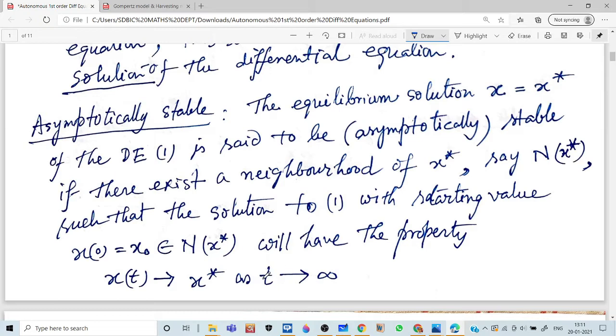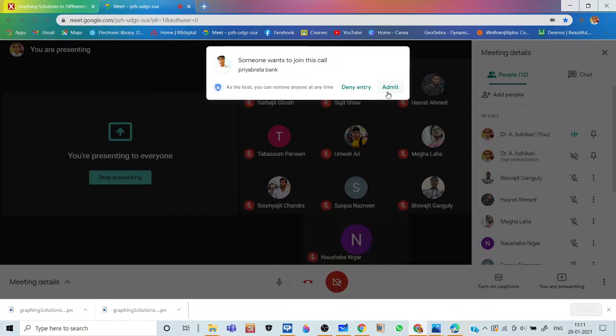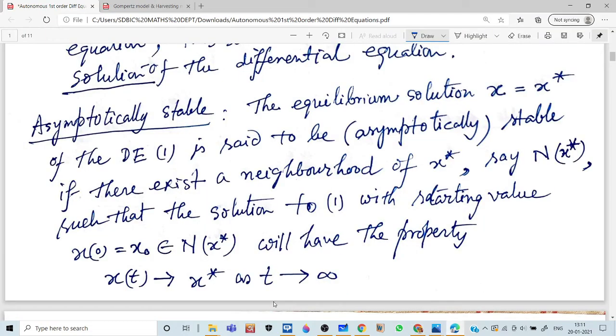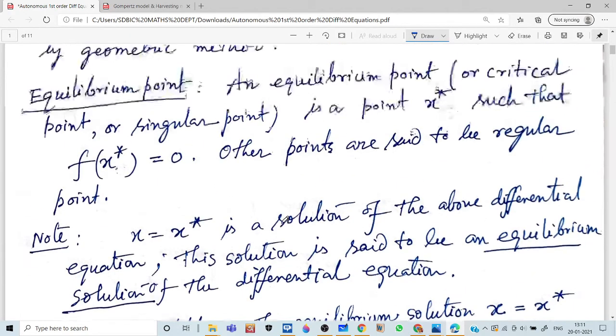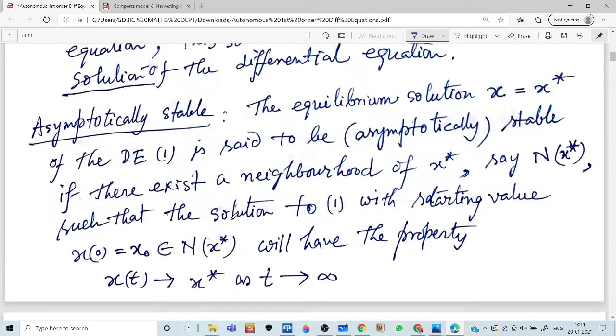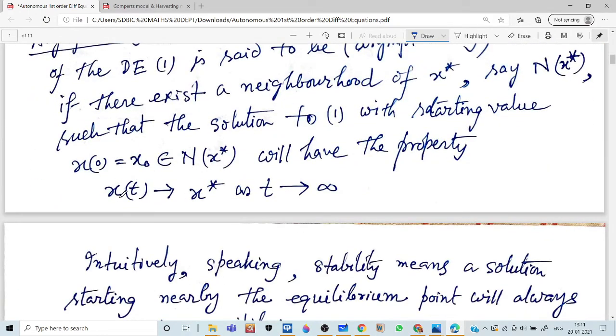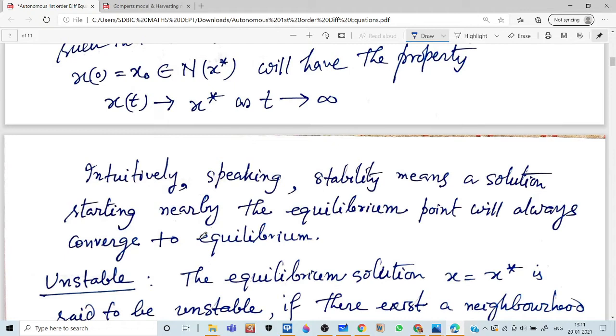So as time increases, then x(t) tends to x star. x star is a fixed value. This fixed value is determined by this equation f(x star) equal to 0 from the given differential equation. So any x tends to x star, this critical point, as time increases. Intuitively speaking, stability means a solution starting nearby an equilibrium point always converges to the equilibrium.